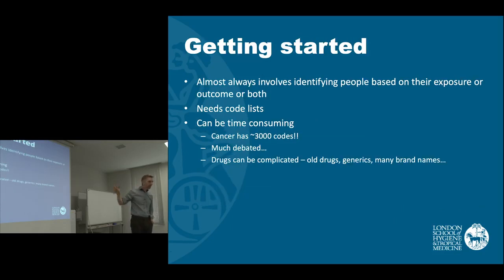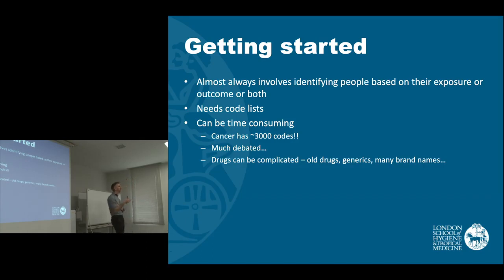So that's the data, which sounds quite involved and very detailed, but how do you get started to do a study using these data? So if we want to know, do drugs like Viagra cause malignant melanoma, where do we start? Well, it typically involves identifying people based on either an exposure, so a PDE5 inhibitor, or an outcome, like cancer, or both. Now, to do this, we need to develop things like code lists.